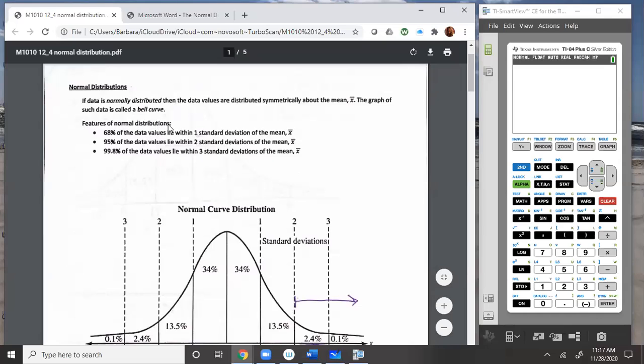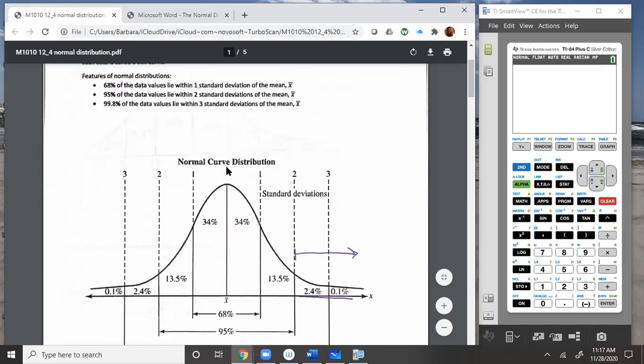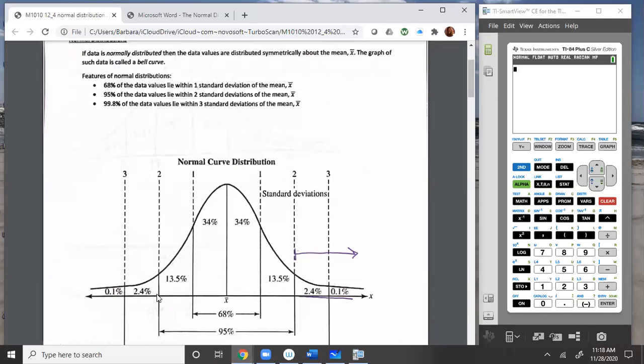Here's some features of normal distributions. 68% of the data values lie within one standard deviation from the mean. So in this bell-shaped curve, inside each region are percentages of data that falls inside this region. At the bottom are your scores. Beginning with the mean, if we go to the left, this is one standard deviation away from the mean. This is 2 standard deviations below the mean, and then 3 standard deviations below the mean.